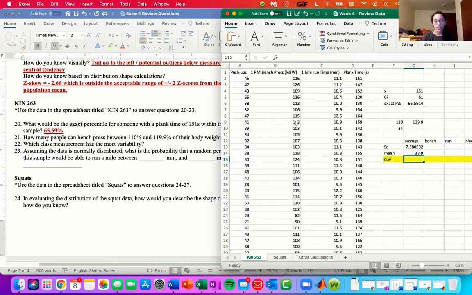And then our coefficient of variation equation, order of operations, should be standard deviation divided by the mean times 100. So you can kind of follow the colors. Standard deviation's in the numerator, mean is in the denominator. And then we get the percent of variability.